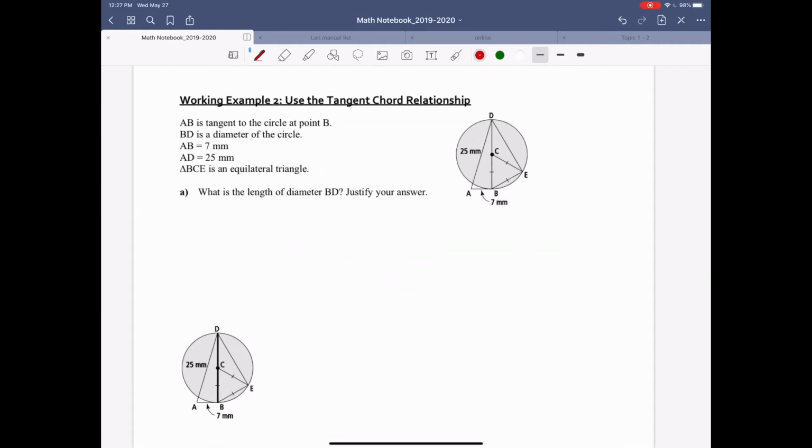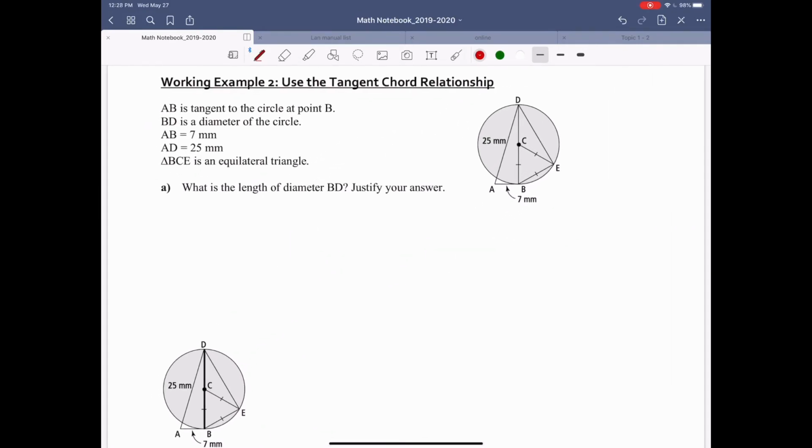Great. And this one here, they labeled everything for you already. So that's 7, that's 25. So we know that this is a right triangle because AB is a tangent line, B is the point of tangency. And this is an equilateral triangle here, that means CB equals BE equals CE. So what are they asking us? The length of diameter BD.